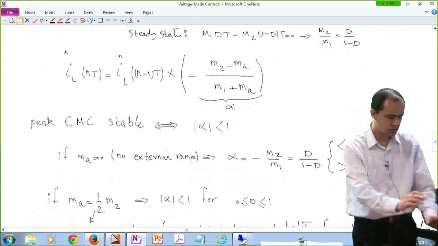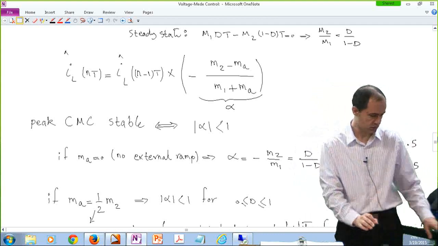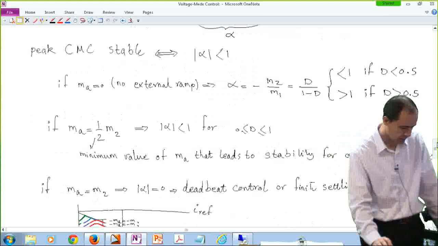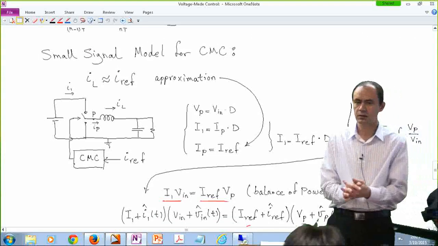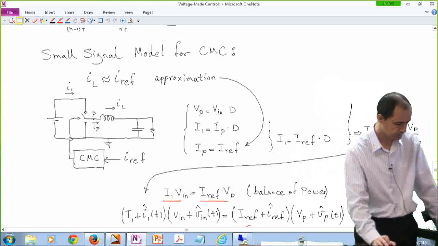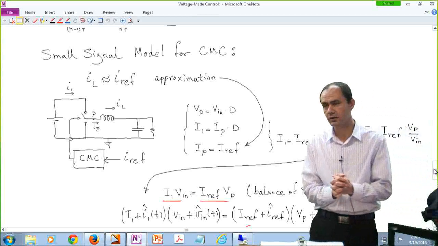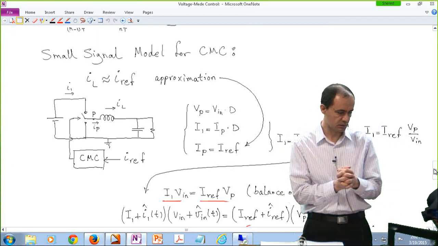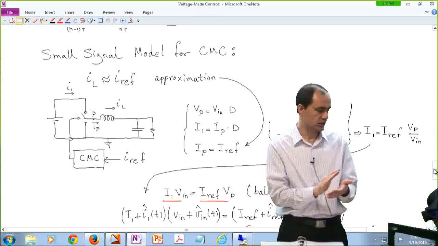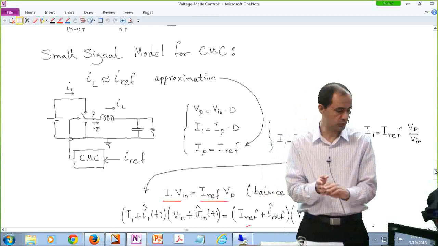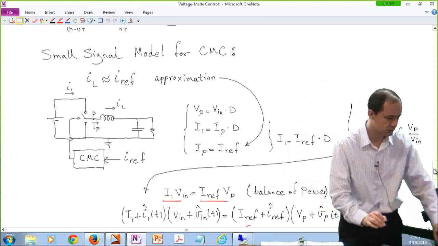There was a little bit of a math discussion behind that, how to select the slope of that external ramp. And then we also started some discussions about small signal modeling for current mode control. The major assumption to remember that we made at the very beginning of this small signal modeling approach was we assume that the inductor current is exactly following its reference, or to be more accurate, you should say the peak current is exactly following the reference.